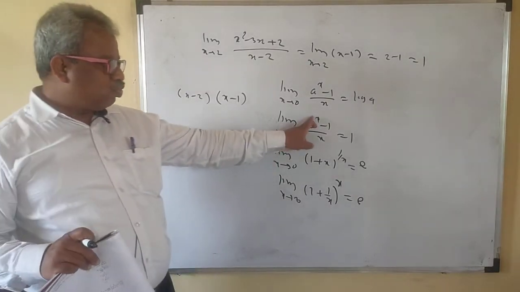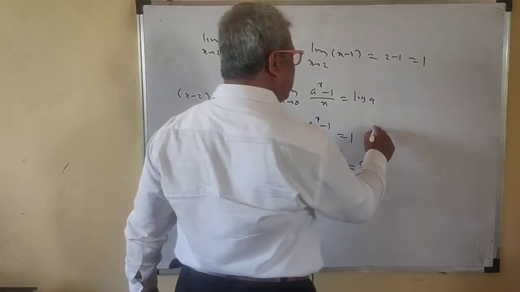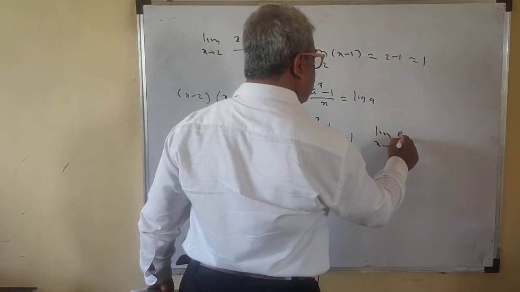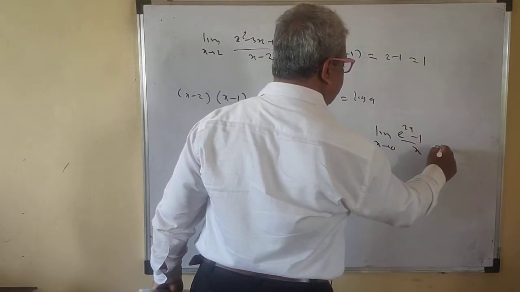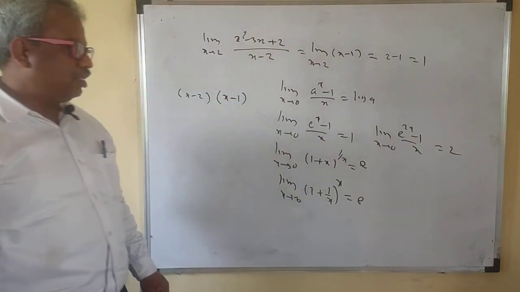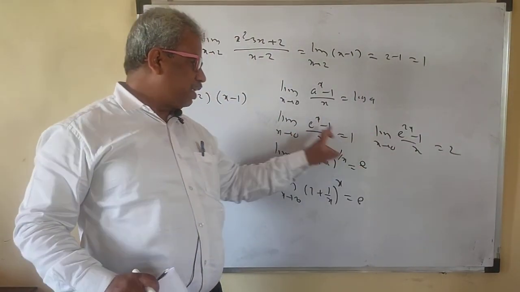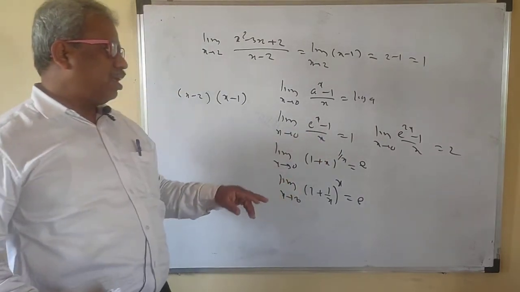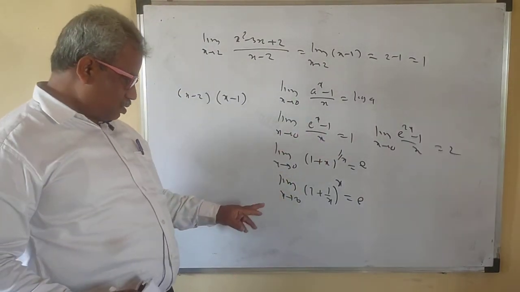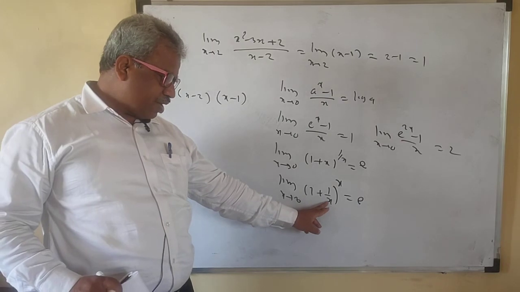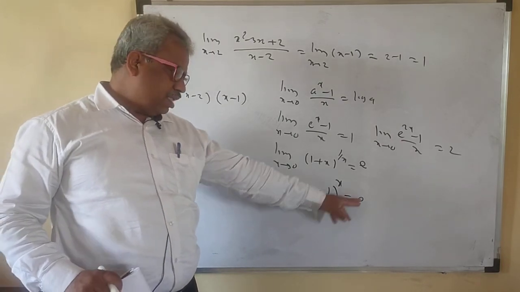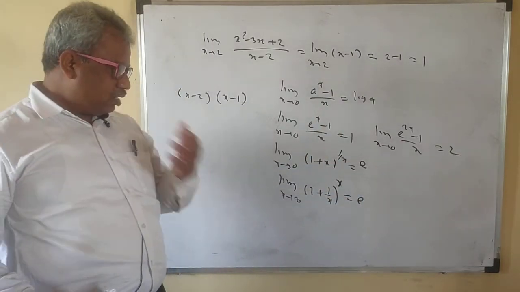So if there is a 2 here, how can you apply this? Limit x tends to 0 of e raised to twice x minus 1 upon x. This will be 2 then. Whatever this 3 is, it will be 3. It is 4 if it is 4. Okay. So again here, suppose this is twice x. You have to write twice x here. Then you have to take the square of that one.